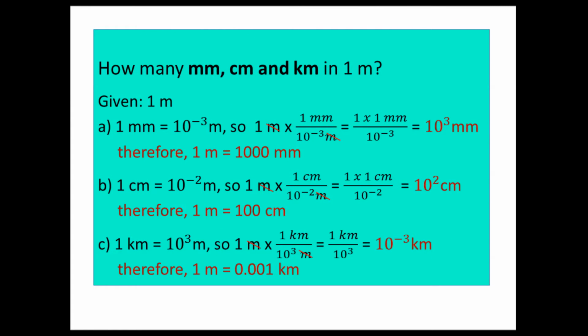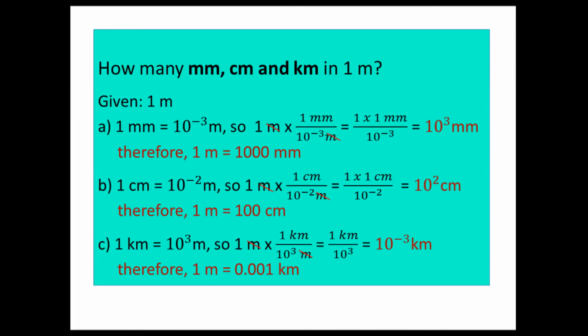Bigyan tayo ng example. How many millimeters, centimeters, and kilometers in 1 m? 1 millimeter is 10 to the minus 3 meters. So, 1 m times 1 mm over 10 to the minus 3 meter. This is the conversion factor. We cancel meters, we obtain 1,000 millimeters. So 1 meter is 1,000 mm.